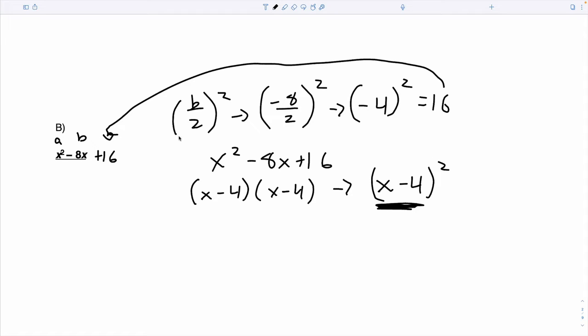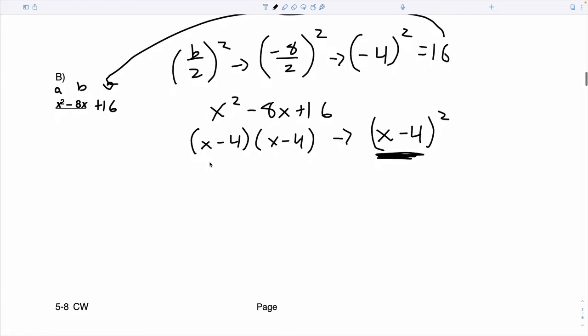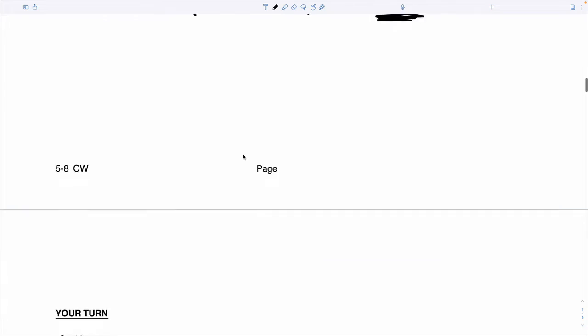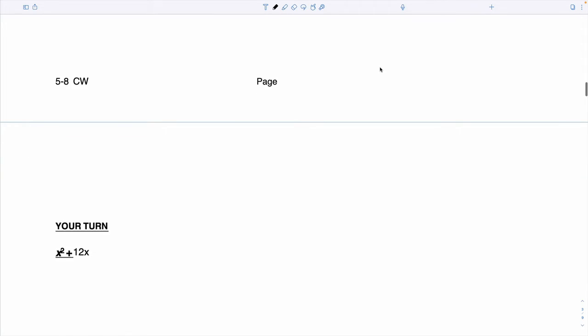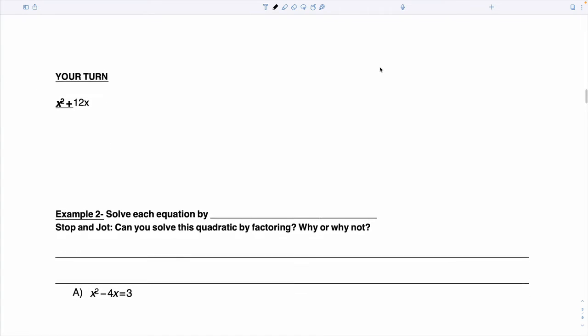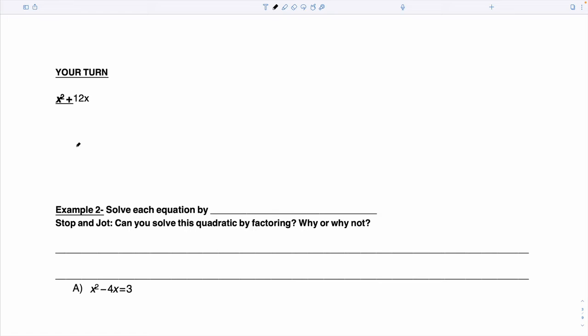So that's just the process of completing the square. That's the biggest challenge students have, is getting this part set up. Then it's the same steps as yesterday. Your turn. Try x squared plus 12x. Complete the square and tell me what your perfect square binomial would be. You got 30 seconds to set it up.